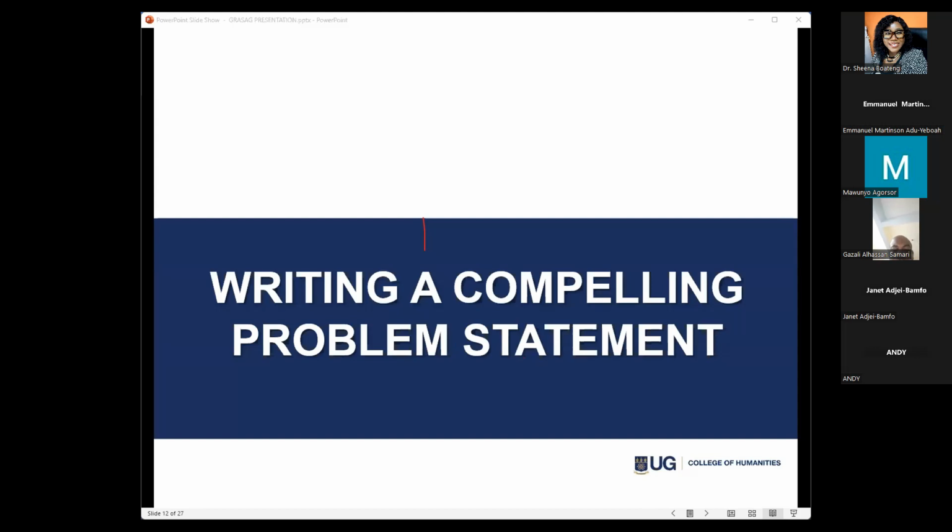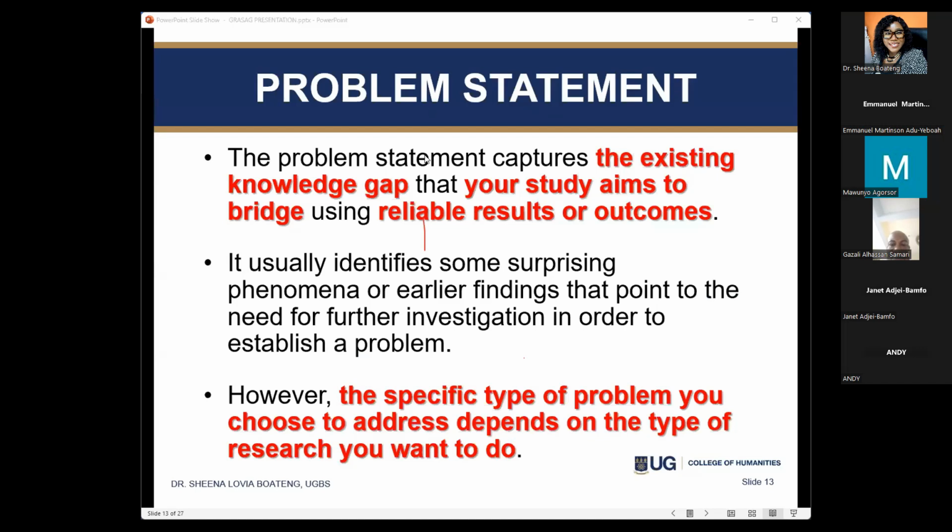So writing a compelling problem statement is very important because without that, you basically have no foundation for your research, which will be a wasted effort because every research, whether long essay or thesis, has to be based upon a solid gap in existing knowledge or gap in existing literature that you have identified that needs to be filled.